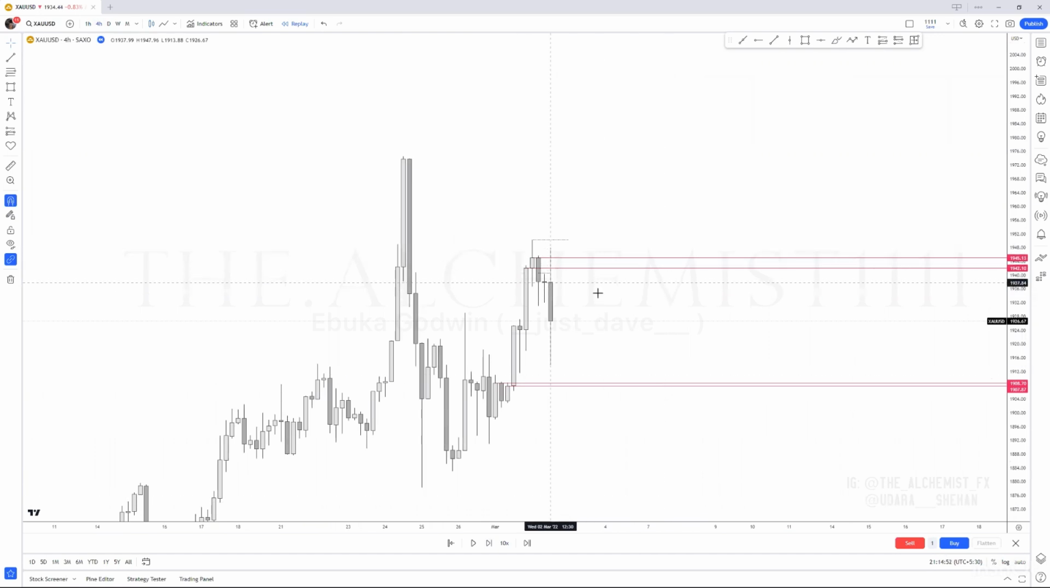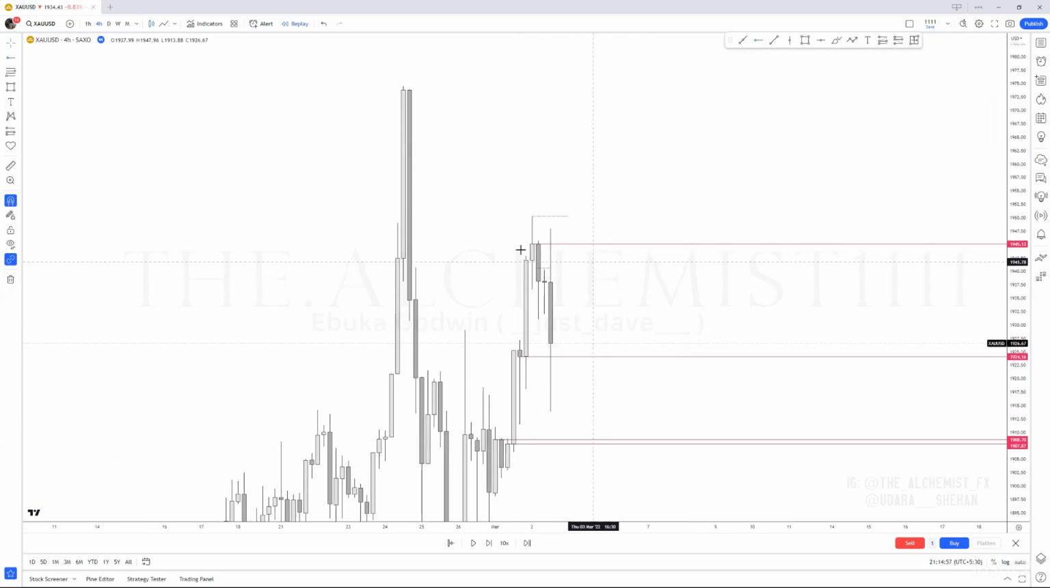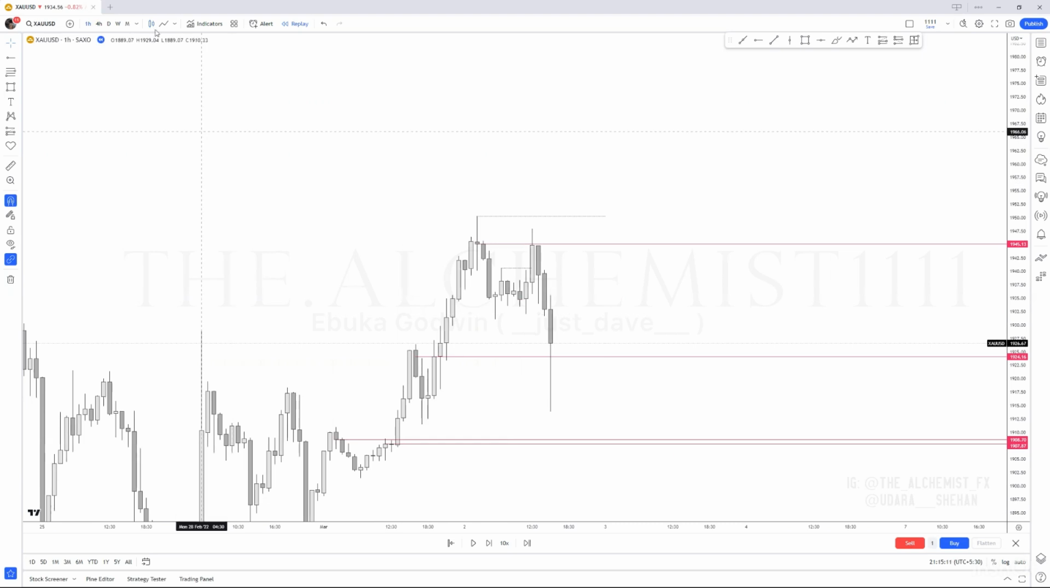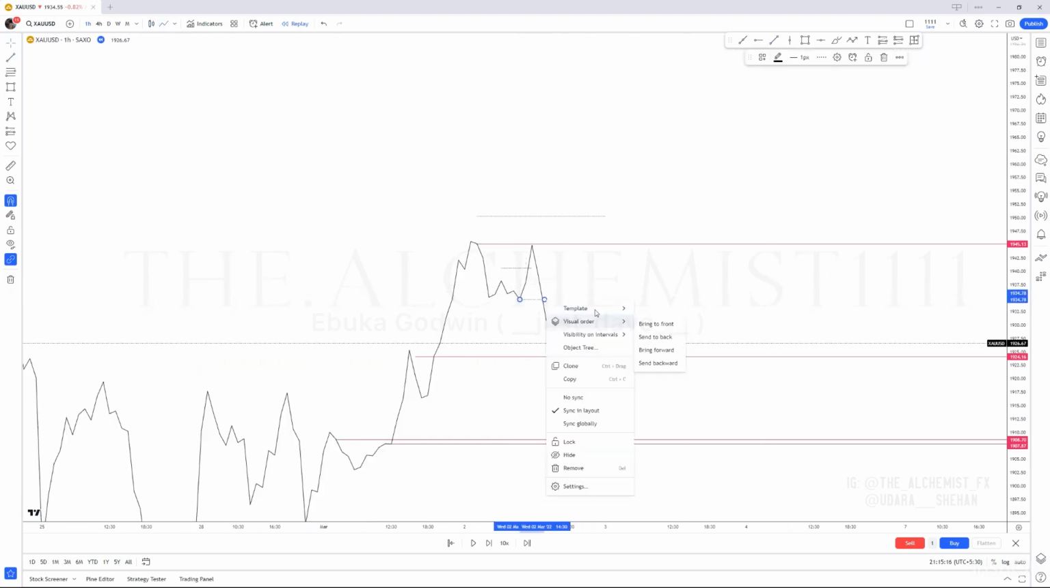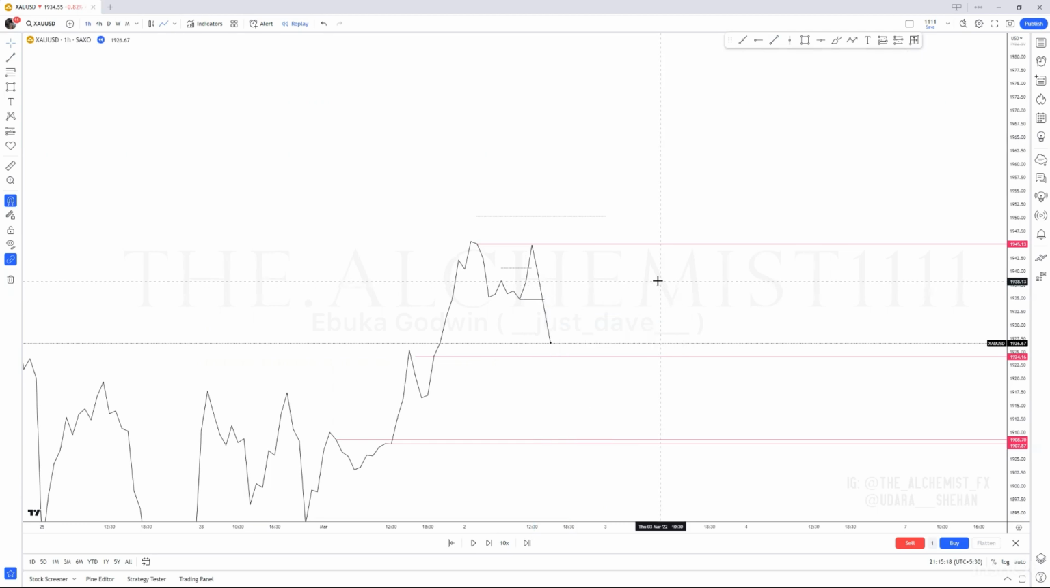H4 has rejected the H4 resistance, and H4 has also rejected this H4 support. Then what did I tell you? If you are confused, drop one time frame lower and then look for the breakout. Let's go to H1. What side is the breakout? To the downside. Can you see it? The breakout is still to the downside, which means you could once again take a little sell.